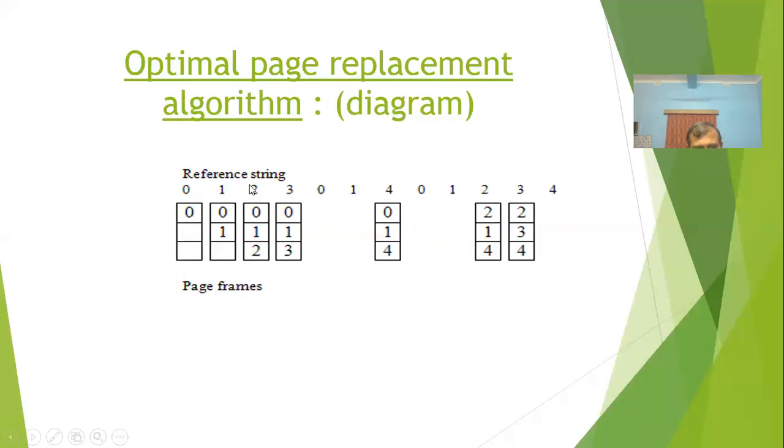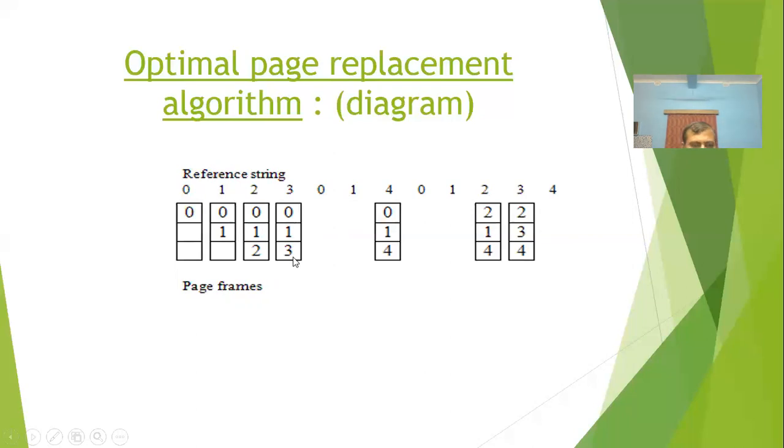So at this position, all the 3 frames are occupied. Next, we require page number 3 here. Now, after reference 3, we have consecutive requests for 0 and 1. 0 and 1 are already present in the frames here. But 2 will be needed far apart, so we will replace 2 with 3. So we will be getting 0, 1, 3 here.